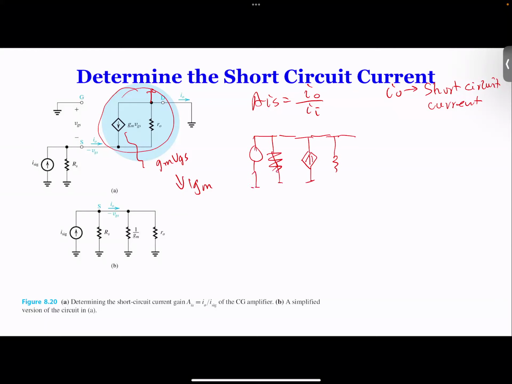And then this one up because of VGS. Now this S, this is G ground. So this becomes 1 over GM. So this one becomes, yeah, okay, so this is already here. It becomes the circuit over here.